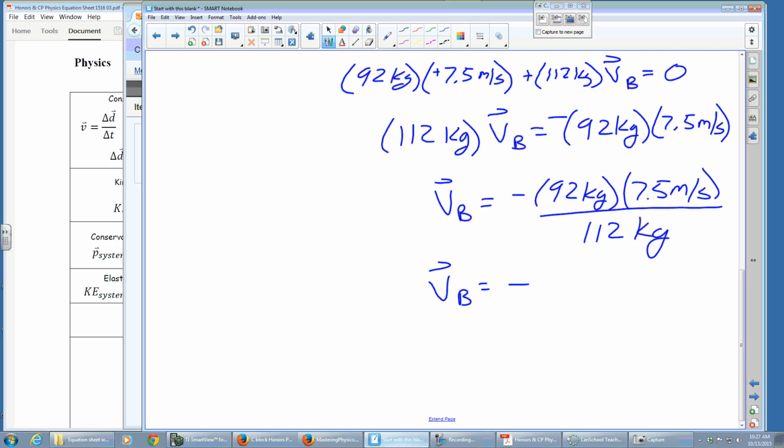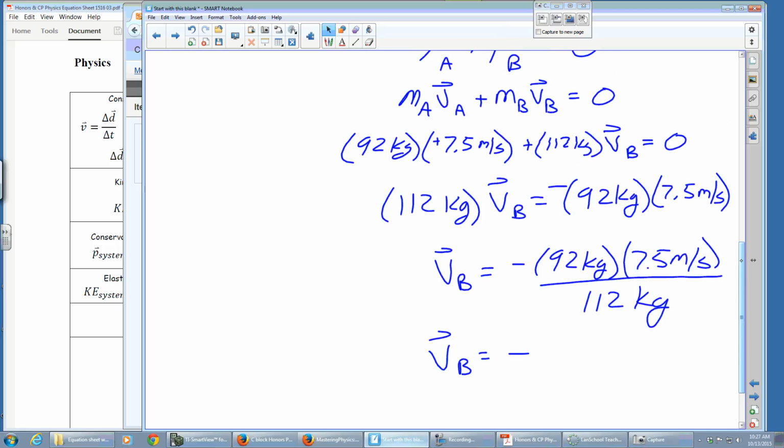Remember your rules of algebra, right? If they're added together, what's the opposite function of addition? Subtraction. So to get this on the other side, I have to subtract that from both sides. When I subtract that from the side with the 0, I get a negative value of it. Think 0 minus 5 is negative 5. To get the 112 on the other side, I have to use division. And when I divide a negative number by a positive number, I get a negative number.